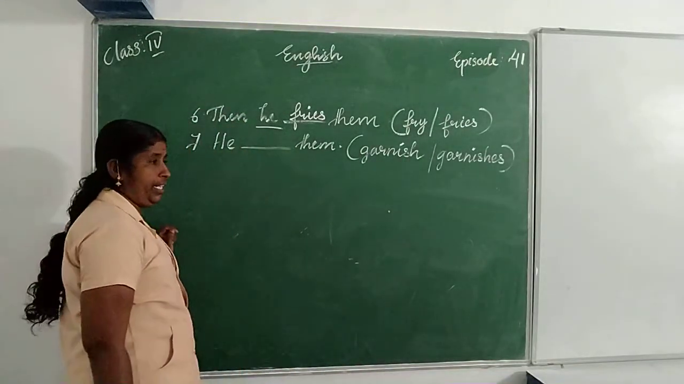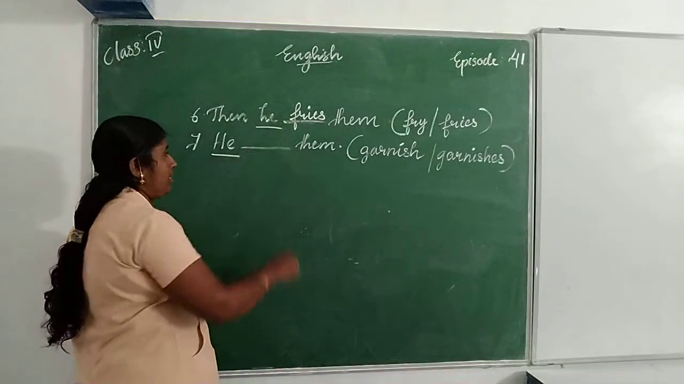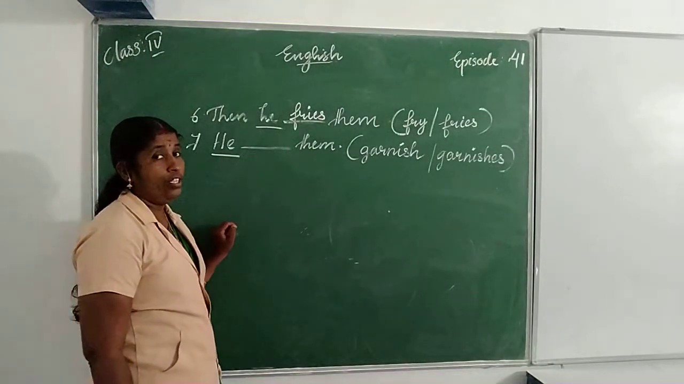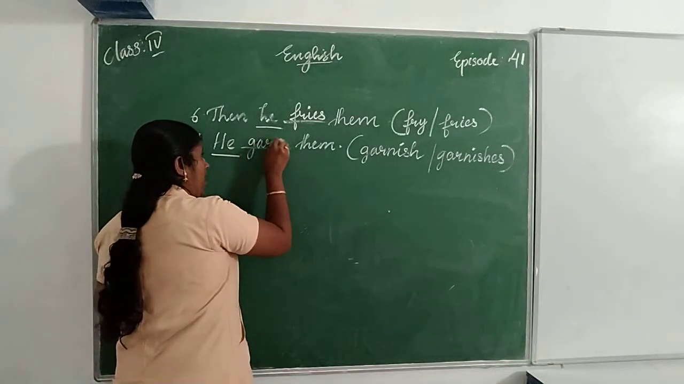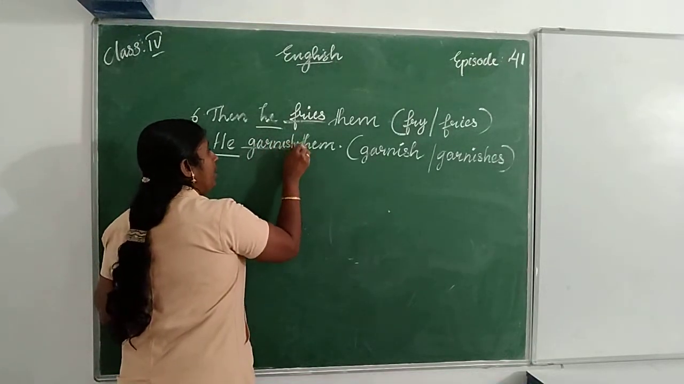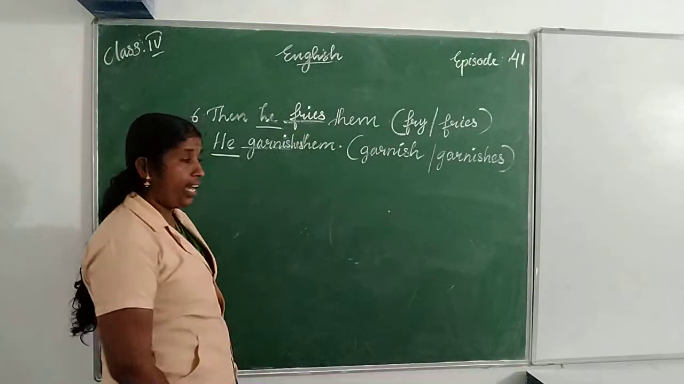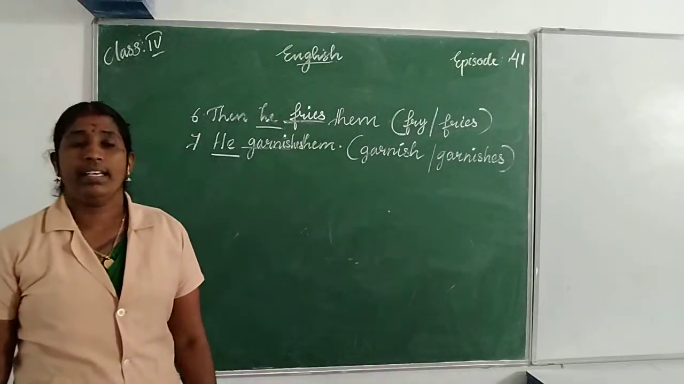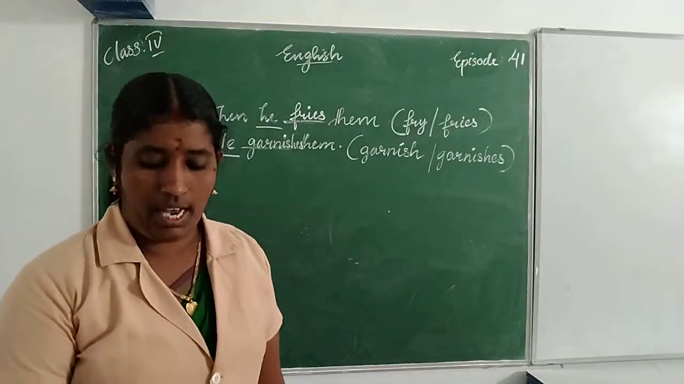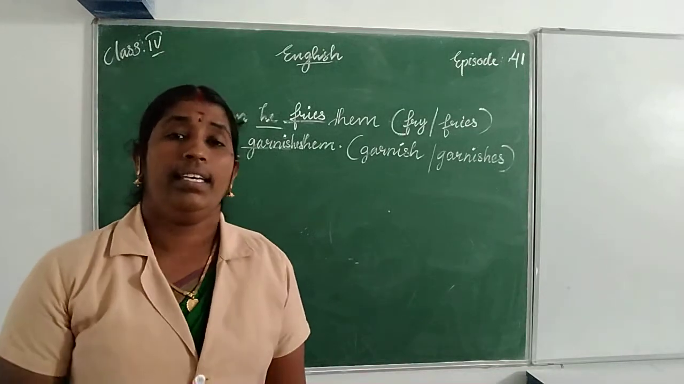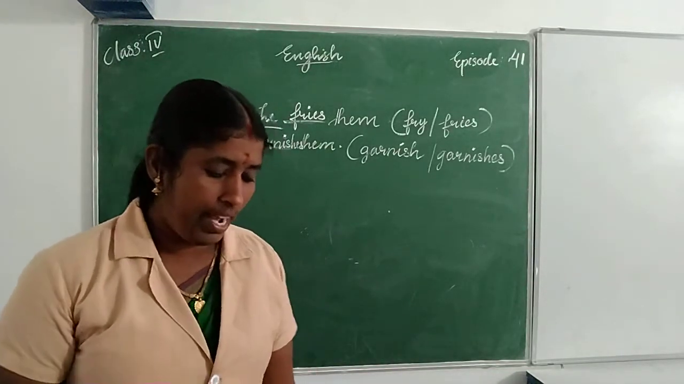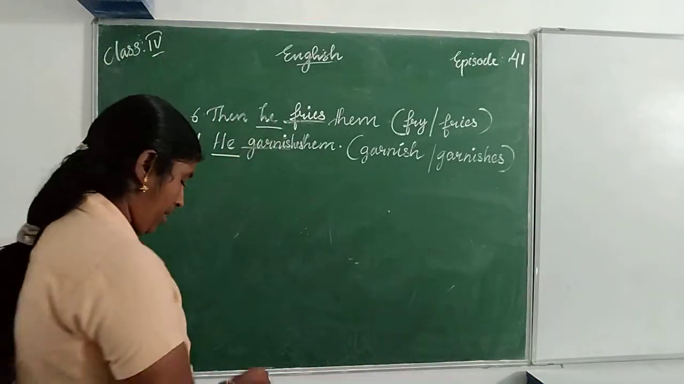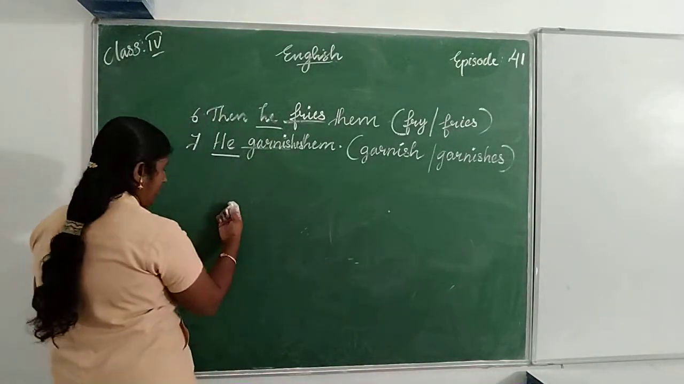Which word is the subject? He is the subject. It is a singular subject, so we use the singular verb garnishes. G-A-R-N-I-S-H-E-S, garnishes. Then the last one, he ___ them.